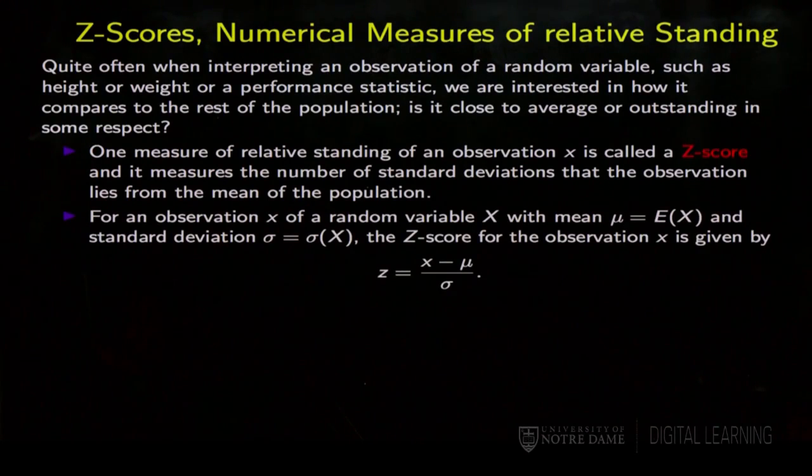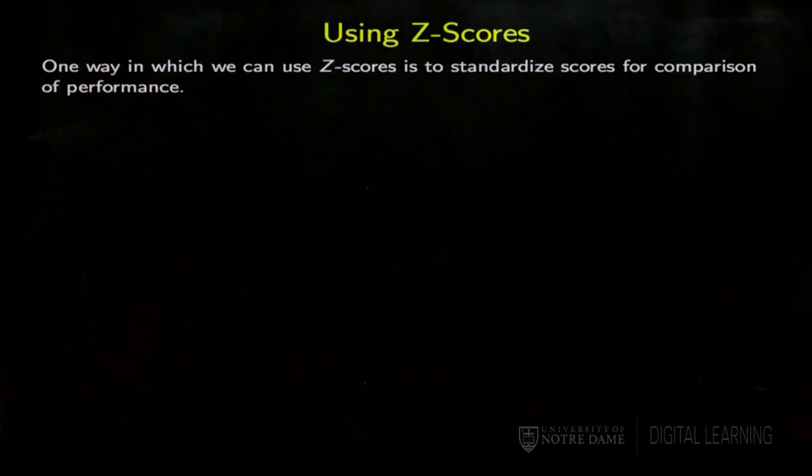And we can calculate this by taking our observation, subtracting the average for the population, and dividing by the standard deviation for the population. And this is called the z-score, and you can see its formula is x, the observation, minus mu over sigma, where mu and sigma are the mean and standard deviation of the population, respectively. How can we use it? Well, one way we can use z-scores is perhaps for comparison of performance.